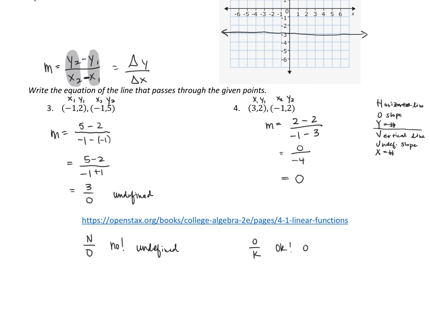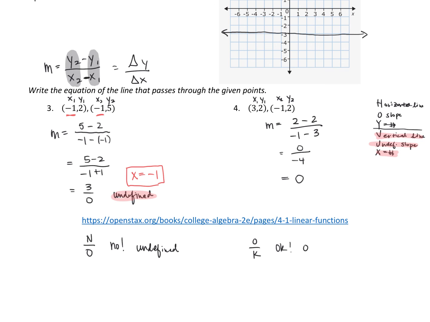So for number 3, we have an undefined slope. That's right here. So that's going to be linked with a vertical line, and x equals a number as the equation. So for number 3, I'm going to have x equals, what number do you think that's going to be equal to? The x value. See how the x values match? It's always going to be that. So x equals negative 1 is the equation of the vertical line that passes through the 2 points given. You know it's a vertical line because the x values match.